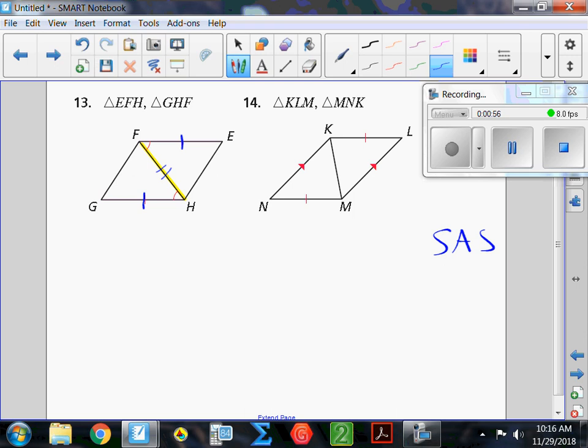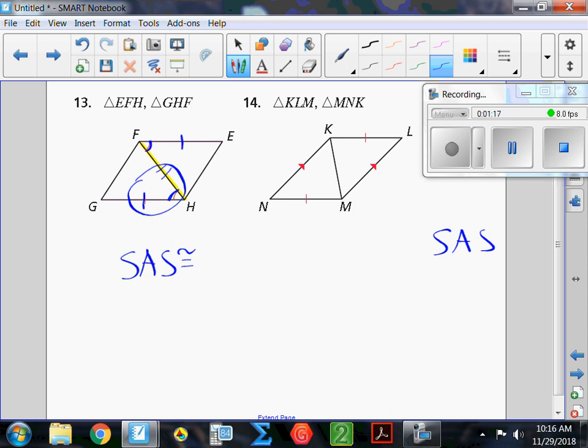You're also shown in the diagram that you have angle H, or GHF, and angle EFH, or F. And so I have two sides and an angle included in between them. So that is side, angle, side congruence. Number 13 does show that.